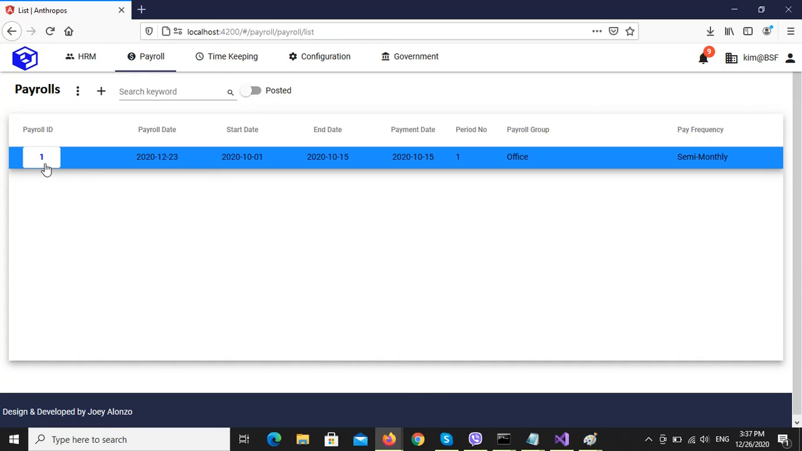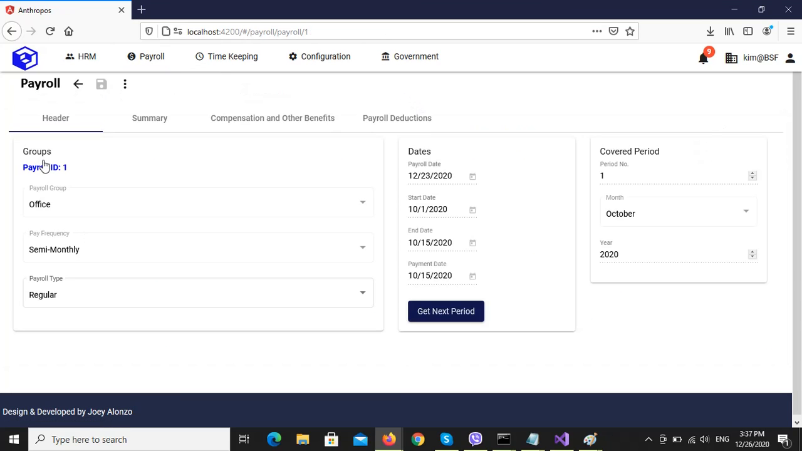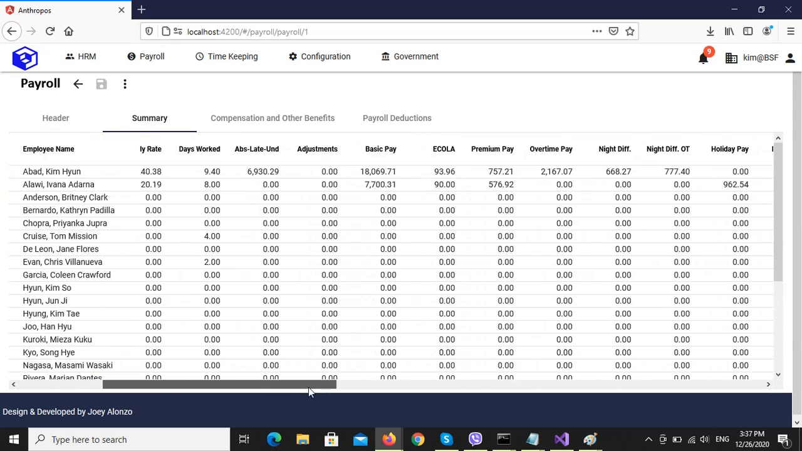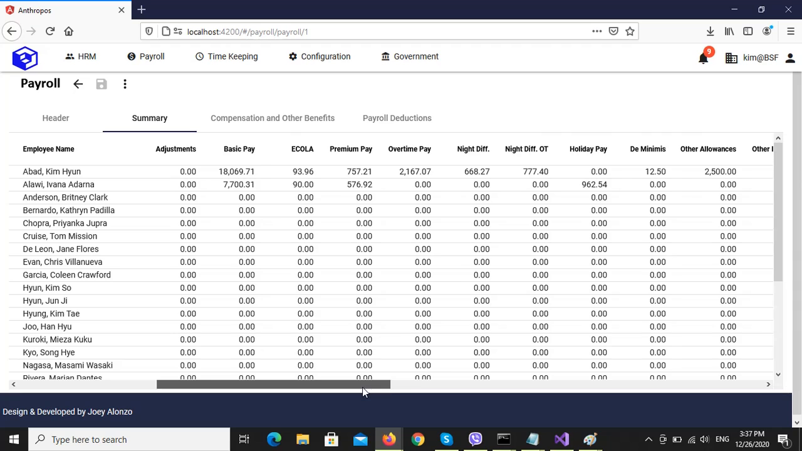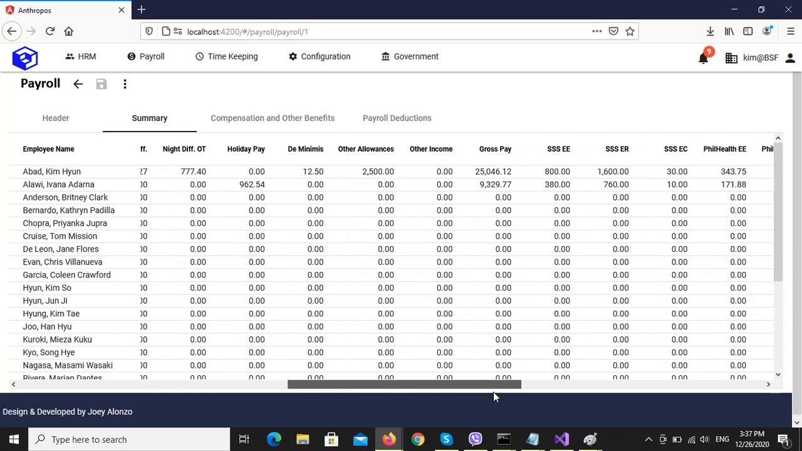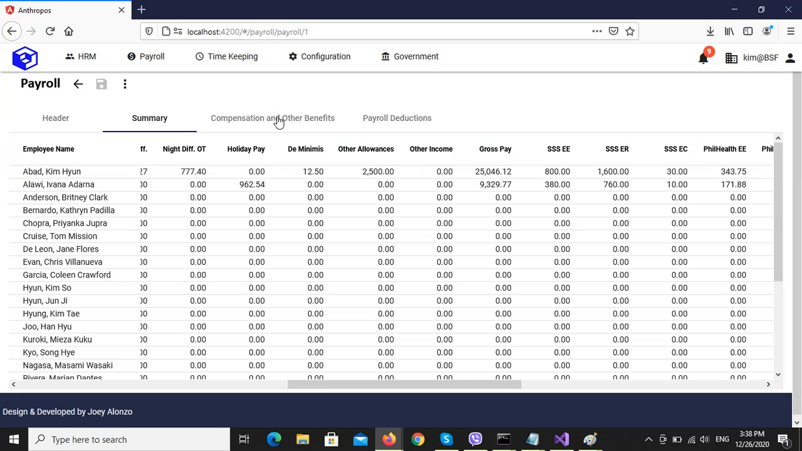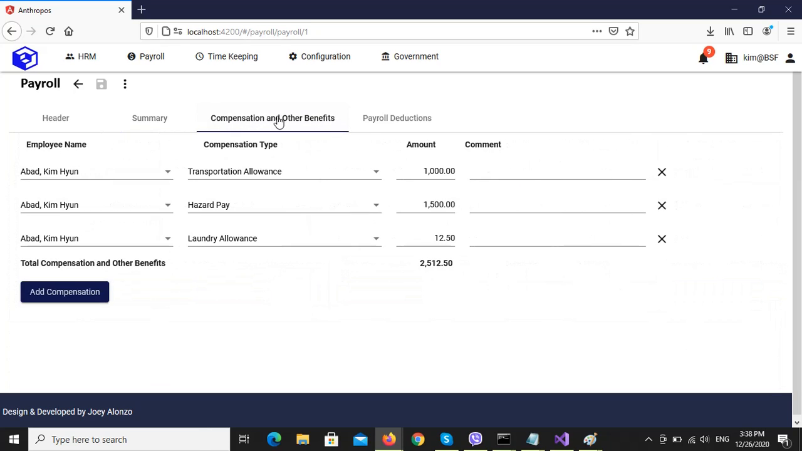here. So this is the payroll. So on the summary, we have here the de minimis, other allowance, and other income. Okay, these values actually came here. So transportation allowance is 1,000, hazard pay is 1,500, and laundry allowance is 12.5.